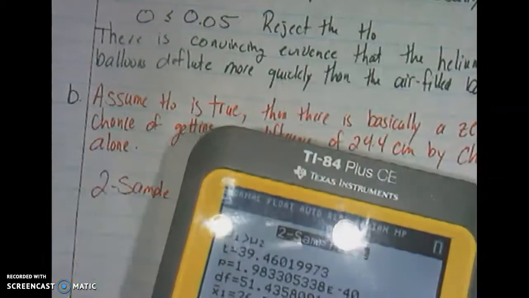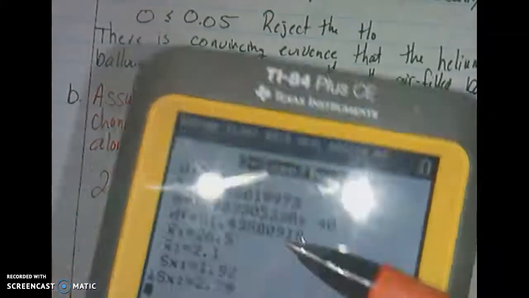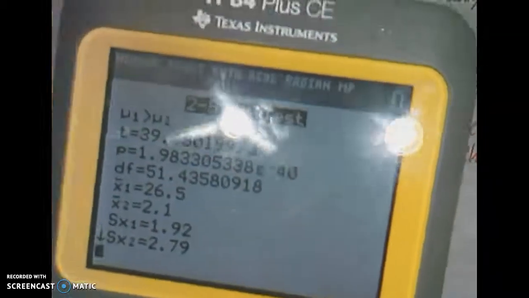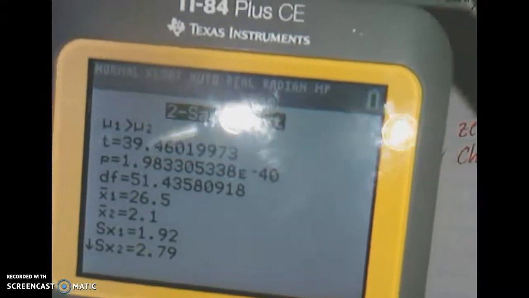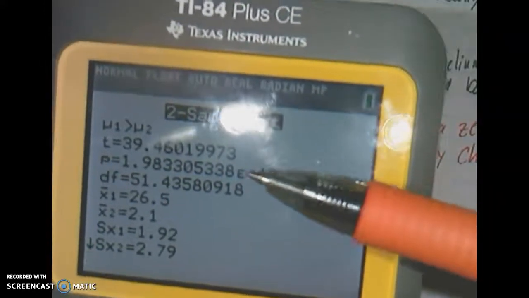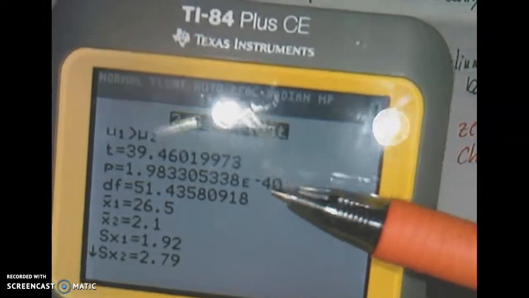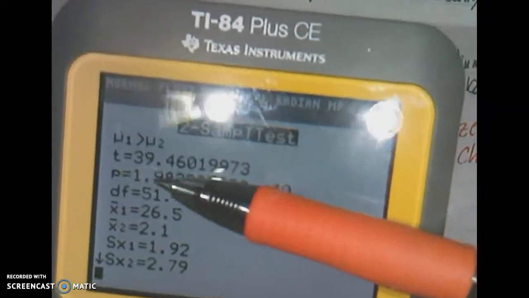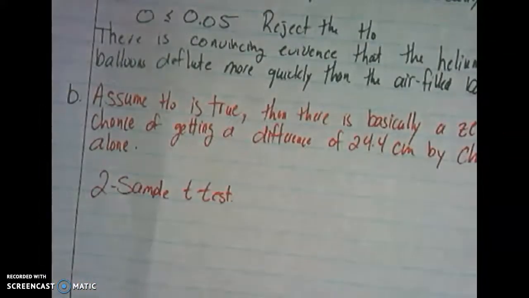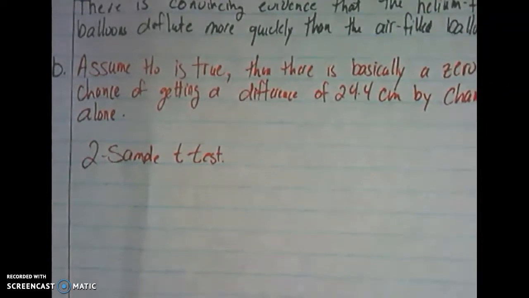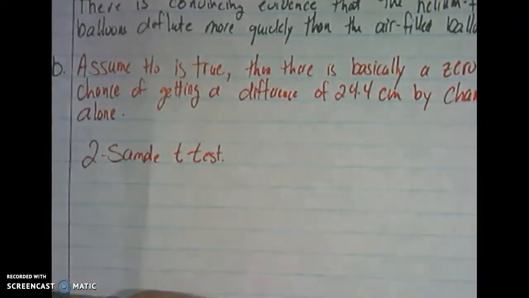But our degrees of freedom is different. 51. So they're using that technology. Okay? But this is saying there are 39 zeros in front of that 1. So basically it's 0. Okay? So there is pretty strong evidence that helium balloons run out of air faster.